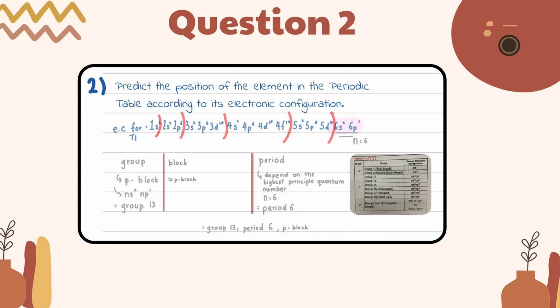For the block, we can see the last orbital in the EC is 6p, which means thallium is in the p block. The period depends on the highest principal quantum number, which is n equals 6, so it is in period 6. So the full position of thallium is group 13, period 6, and p block.